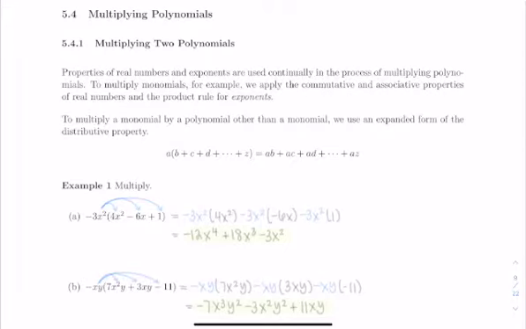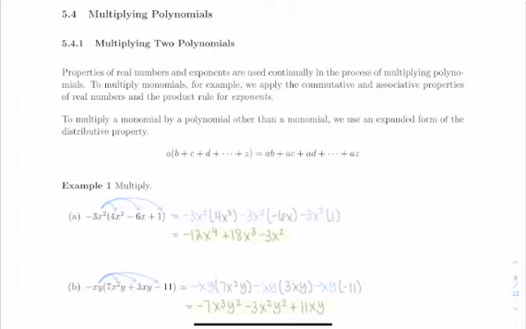In section 5.4, we talk about multiplying polynomials. Properties of real numbers and exponents are used continually in the process of multiplying polynomials. To multiply monomials, for example, we apply the commutative and associative properties of real numbers and the product rule for exponents. As a reminder, the product rule for exponents says that if we multiply two terms with the same base and they have exponents, then we can just add the exponents together.